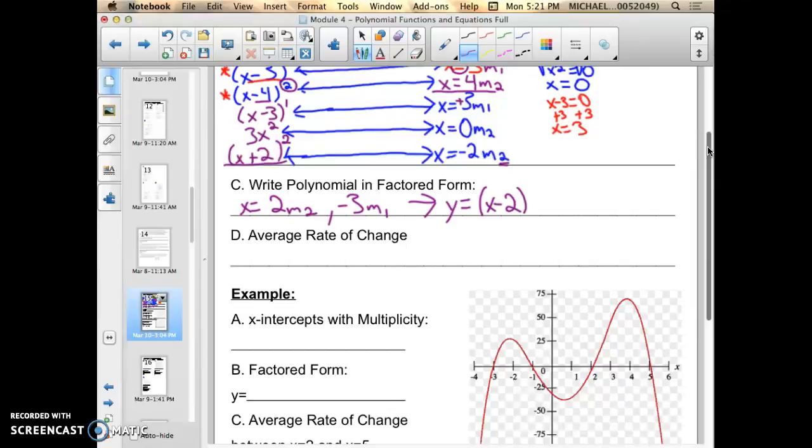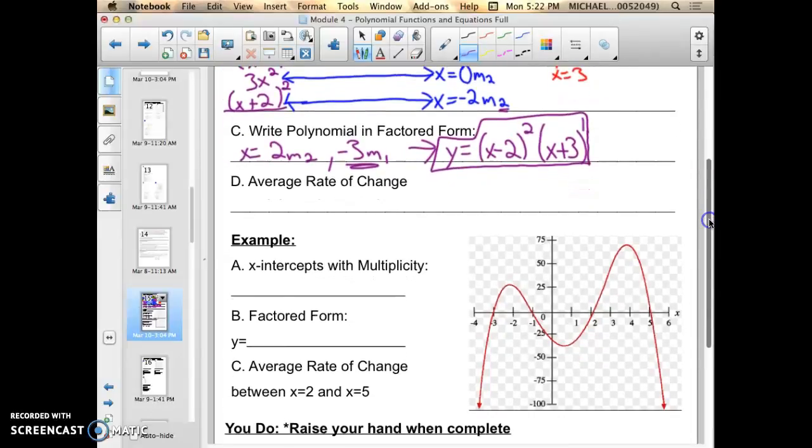And this multiplicity of 2 means there's a power of 2 times this solution, which is going to be x plus 3 with a multiplicity of 1. So this is a factored form, something like that I'm looking for. So just keep that in mind as well. I'm going to cover average rate of change in the next video. So let's go through an example of what this would look like.